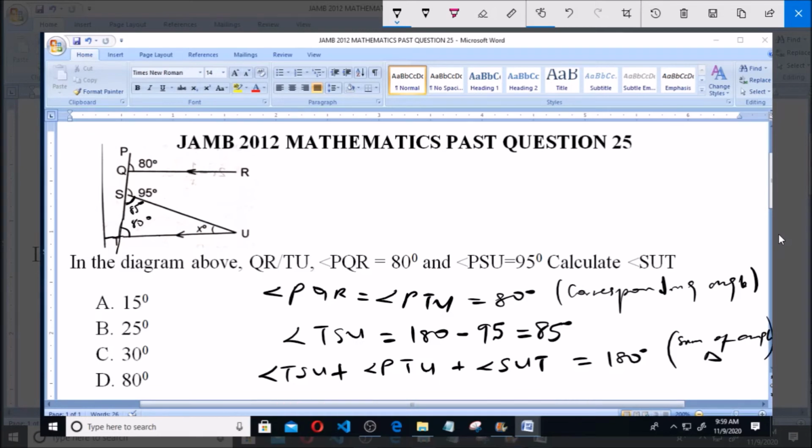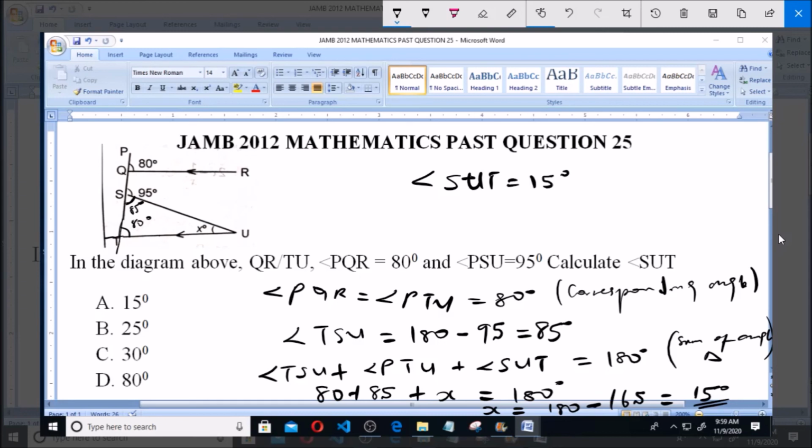So that means 85 plus 80 plus X, which is angle SUT, is equal to 180 degrees. So X will be equal to 180 minus the sum of 80 and 85, which gives us 165, and that is equal to 15 degrees. So X is equal to 15 degrees. That is angle SUT is equal to 15 degrees, and that is option A.